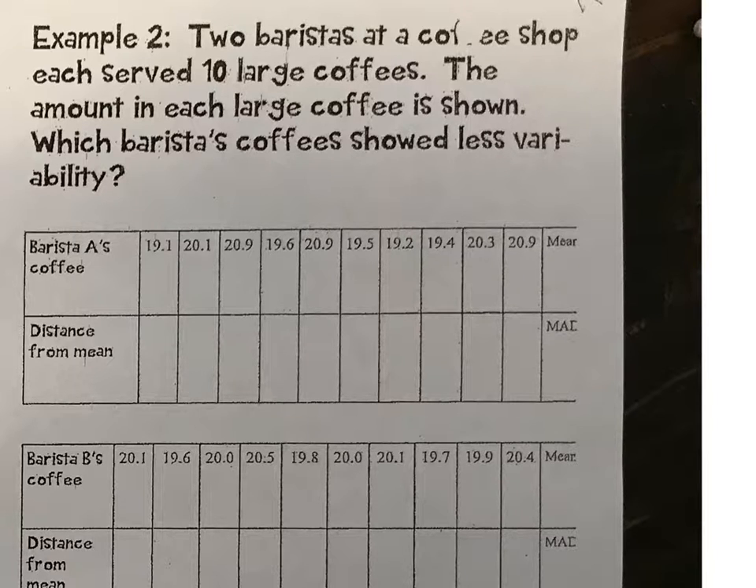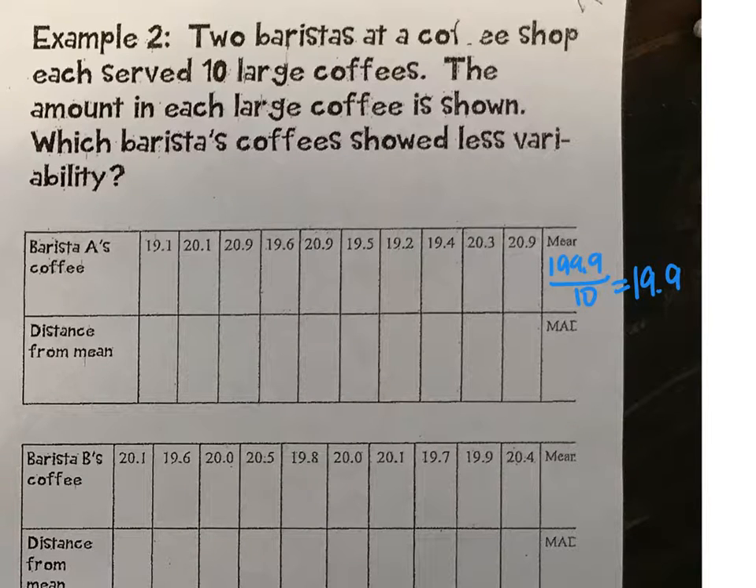Okay, so we're just going to add up everything on the top row. So 19.1 plus 20.1, and then 20.9, 19.6, 20.9, 19.5, 19.2, 19.4, 20.3, plus 20.9. Okay, and I got 199.9. So that's my total. Then I divide by how many numbers there are, which is 10 values. So my average is going to be 19.9. So that is my mean.